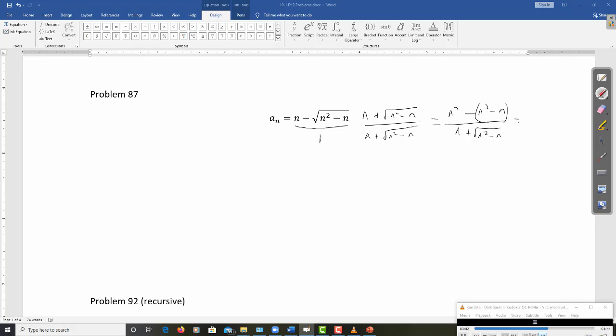minus n. And then that's going to be n over n plus square root n squared minus n. And at that point you can either do L'Hopital's rule or you can do the division trick. I think I'm going to do the division trick, divide top and bottom by n. That'll get me 1 over 1 plus square root of. Take it inside the root.